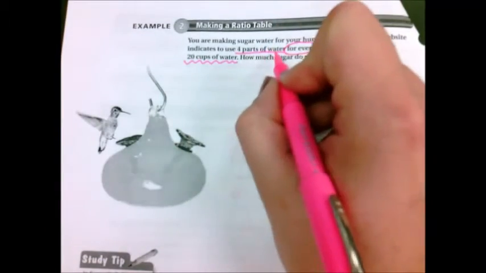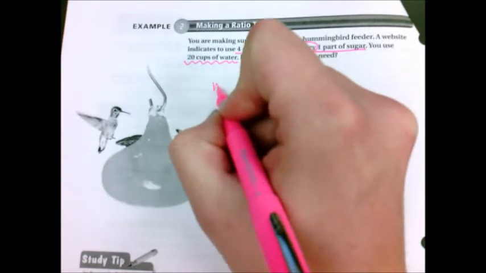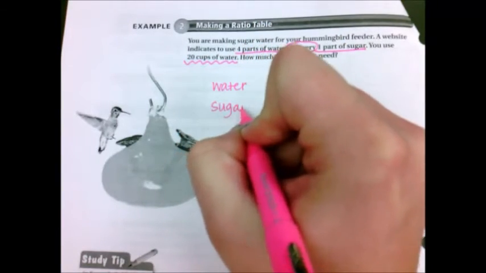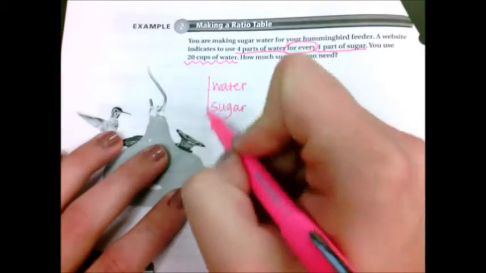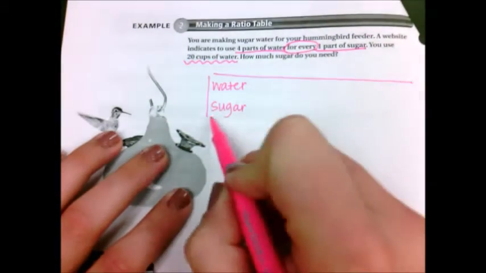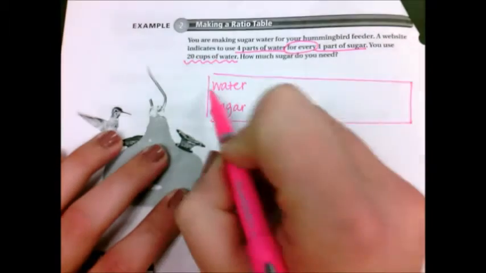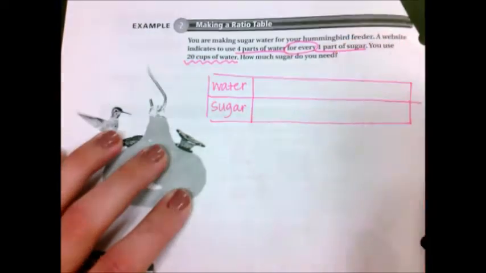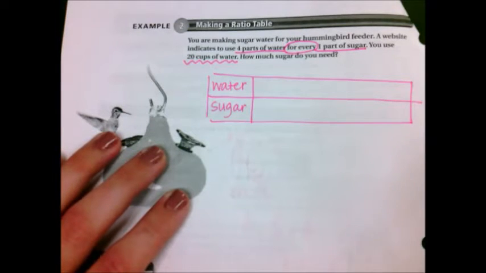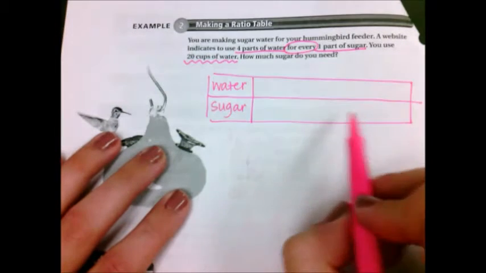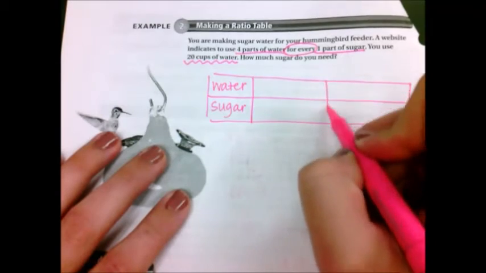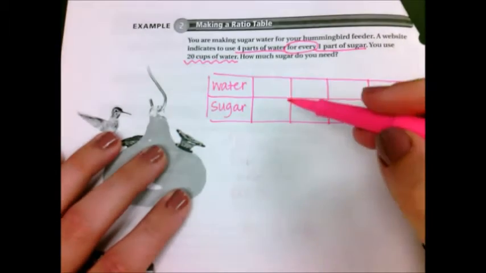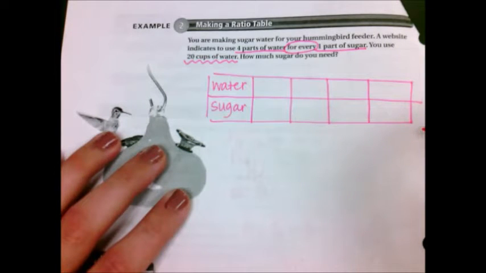I'm going to take the 2 things that are being compared in my ratio, water and sugar, and create a ratio table from those. So I'm going to put a long rectangle around it, draw a line between the 2 words, cut off that first column at the end of the 2 words, and then with this blank space that's left, I'm going to cut it in half and cut each section in half again. That way I have a couple different boxes that I can work with.